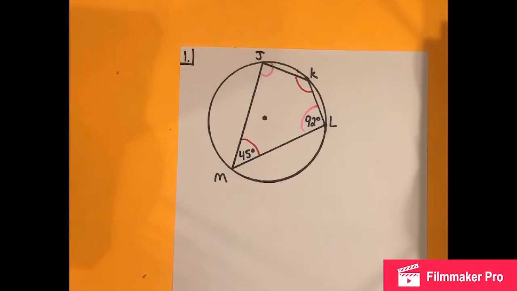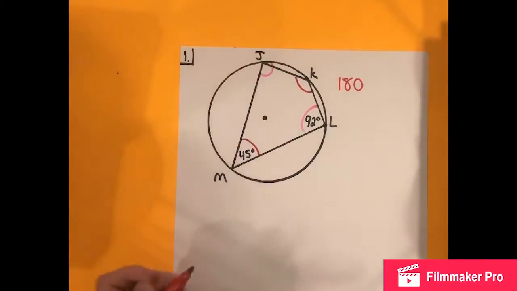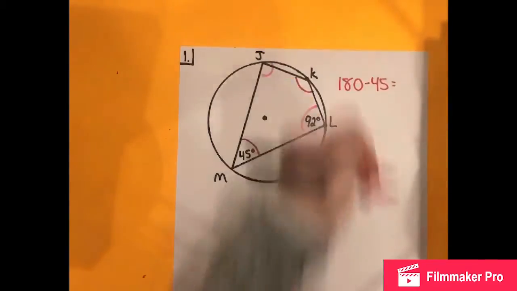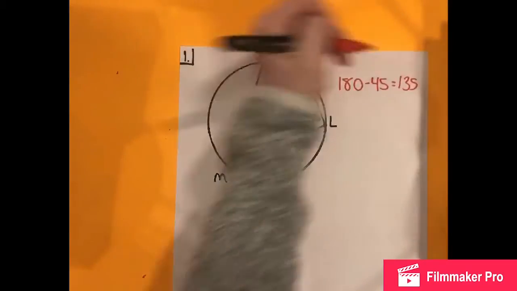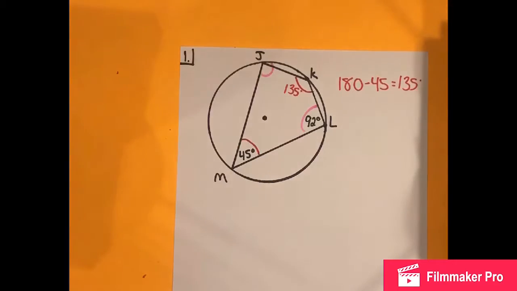So how I'm going to find these out is, okay, well, they add up to 180, so I'm going to take the 180 and subtract off what I have, which in this case is the 45. When I subtract off 45, I get 135. I'm going to plug that in just so I can tell which one it actually is.